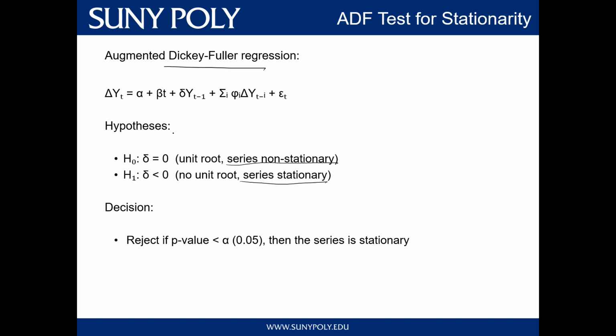Once we perform the Dickey-Fuller test and we get the p-value, if the p-value is smaller than alpha, which typically is 0.05 or 5%, then we reject the null hypothesis and we claim that the series is stationary. So in order to claim that our time series is stationary, the p-value has to be smaller than 0.05, smaller than alpha in general. That's the key thing to remember when you perform the Dickey-Fuller test. The null hypothesis is that the time series is non-stationary, so we need to reject it in order to claim that it is stationary.